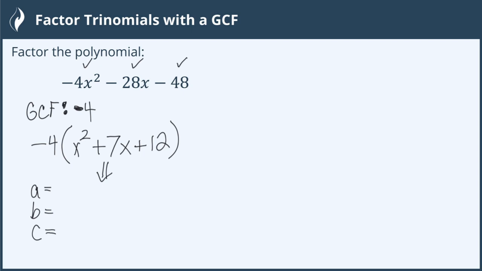When we factor trinomials, we're going to use the technique, the product and the sum. So A is 1, so the coefficient of the x squared term is 1. The coefficient in the middle term is 7, and then the coefficient for the constant term is just 12. So remember, the sum is 7, and the product is 1 times 12, which is 12.